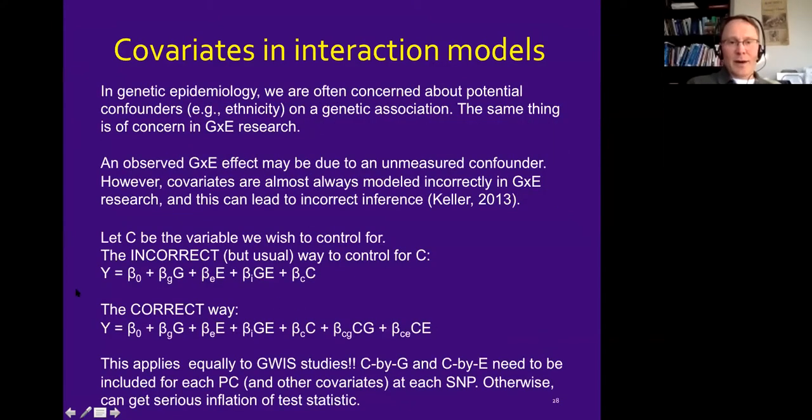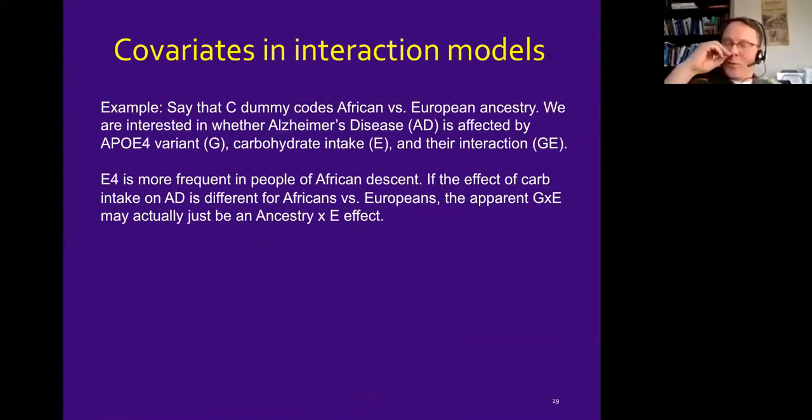Actually, the correct way to model this is to include the covariate by G and the covariate by E interaction terms in the same model in which you're including the main effects and the covariate. And if you do this, the effects of the covariate on the interaction are properly controlled for. I should note that this applies to any kind of G by E test, and equally therefore to what are called GWIS, genome-wide interaction studies. So the C by SNP and the C by E interaction terms have to be included at each SNP in order to properly control for this. Otherwise, you can get really serious inflation of test statistics to the degree that those covariates are responsible for the interaction. So let me walk through why this works.